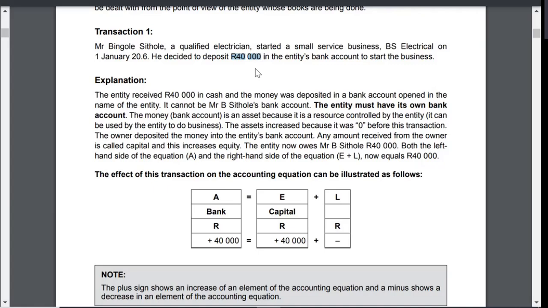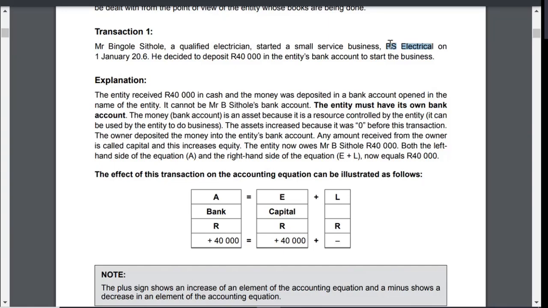So Mr. Bingoli contributed 40,000 into his business. So every time you read a transaction, you as the student, who are you in this transaction? Because you need to record this transaction. In this equation, who are you? So every time when you look at the transaction, you're sitting as the accountant of BS Electrical.